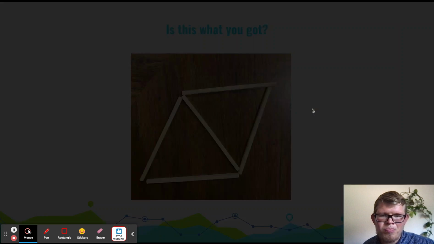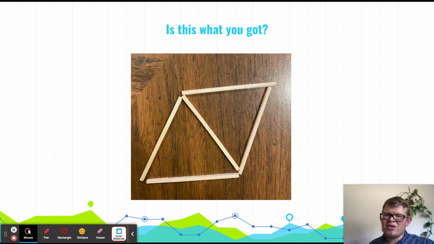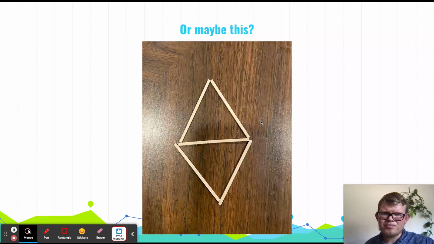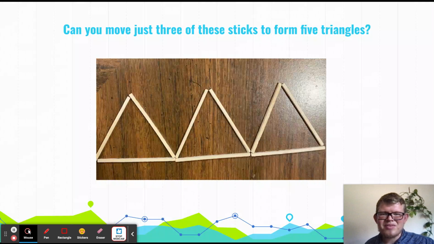Here we go. Is this what you got? We had 5 total sticks. 1, 2, 3, 4, 5. We have 2 triangles. They share a stick. Or did you get this? Same thing. We have 5 total sticks, but 2 triangles. They shared a stick again. Either of those answers would totally work. They both answered the question. Did you figure out another way? That's awesome. Okay, let's move on to the next task.